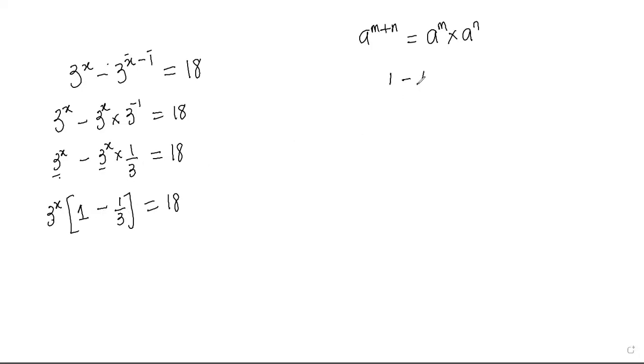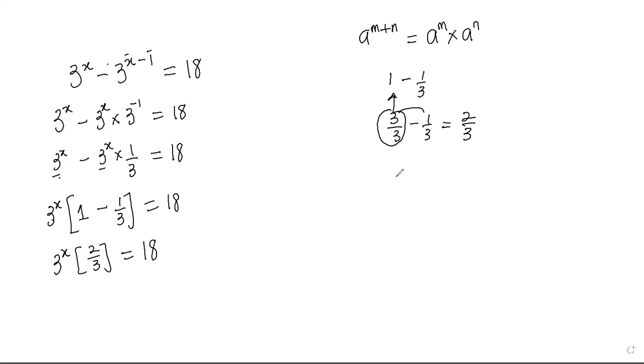1 minus 1 over 3 can also be written as 3 over 3 minus 1 over 3. 3 over 3 is the same as this one. So now you can take one of the denominator and subtract the exponent. So you have 2 over 3. Now we have 3 to the power x times 2 over 3 is equal to 18.